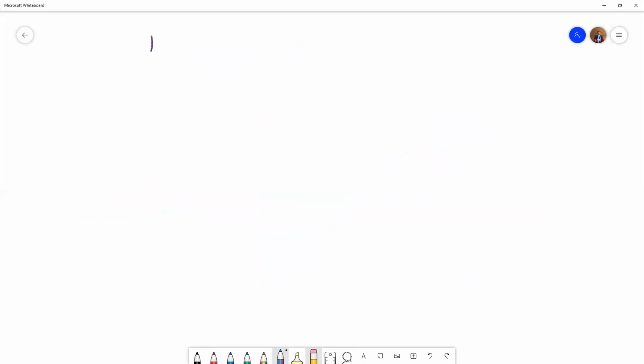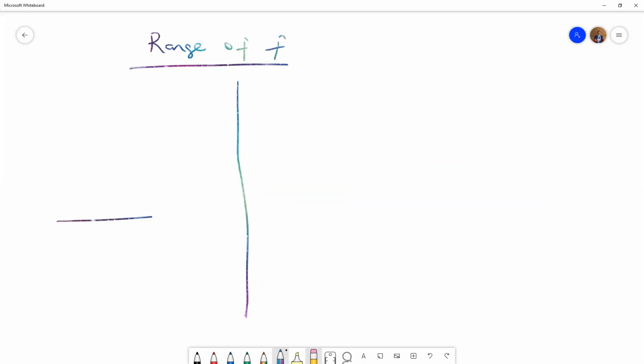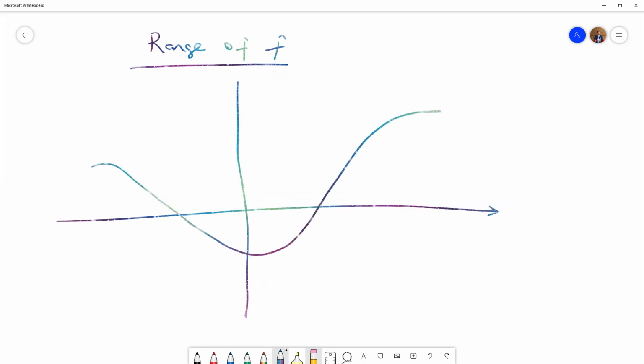Again, let's first write it: range of f. And again, draw Cartesian coordinate systems. Let's say this is our function, y is equal to f(x). Now, if you want to find the range, we have to look at the shadow of the curve on the y-axis, not on the x-axis, but on the y-axis.